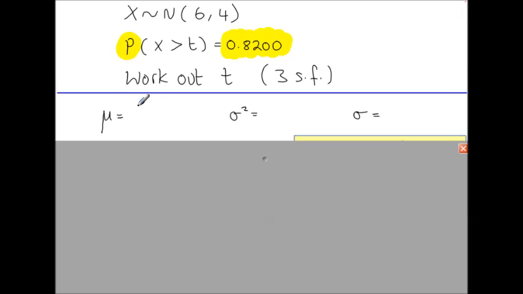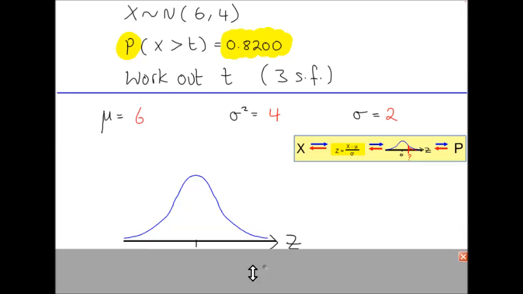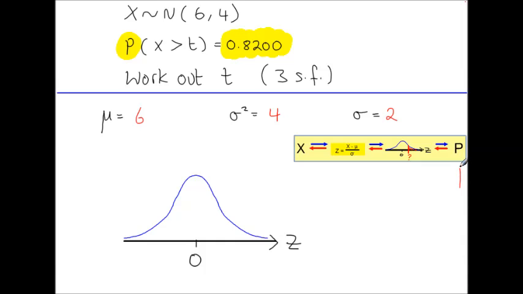So the first step, we just summarize the mean, variance, and standard deviation. So we're starting here with the probability, working backwards, so working from the right towards the left, do the sketch and work out any missing z values. And we can see from here we're going to shade to the right because it says x is more than, so we shade this probability to the right, so 82% to the right, so we can draw a line here somewhere and shade this region in.